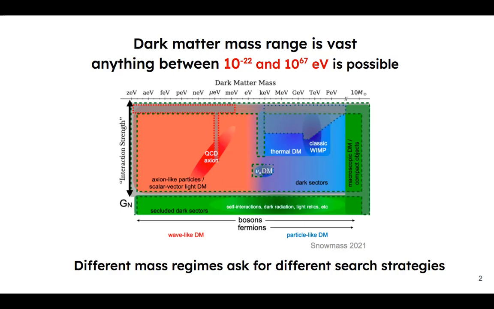Of course, the axion could be dark matter. That's a dark matter candidate. But you could also produce axions in other ways. For example, the QCD axion.